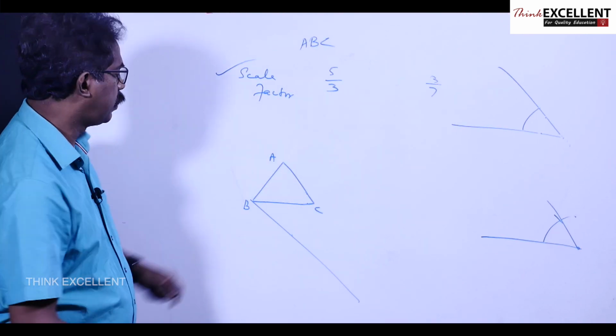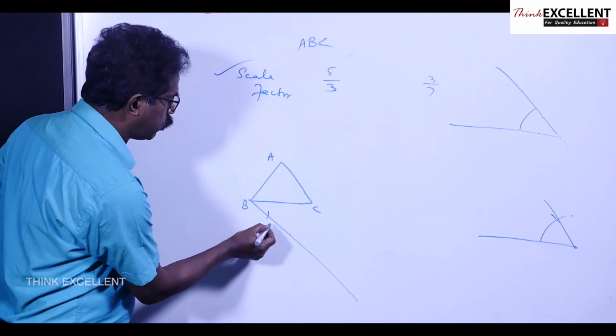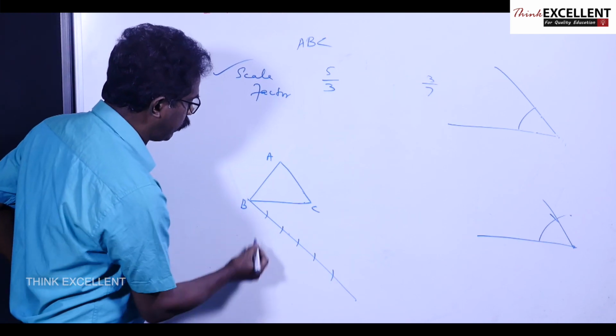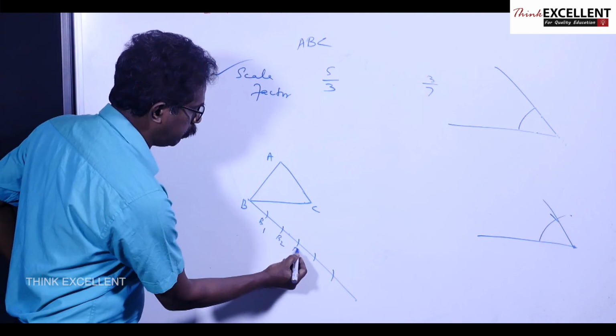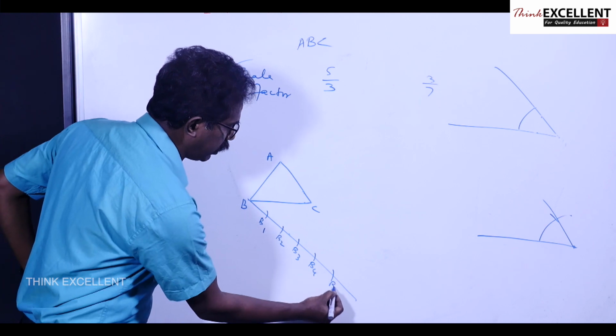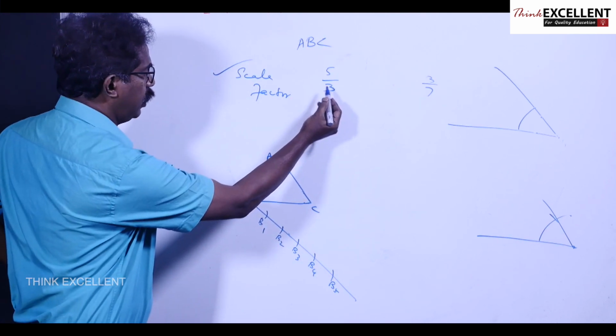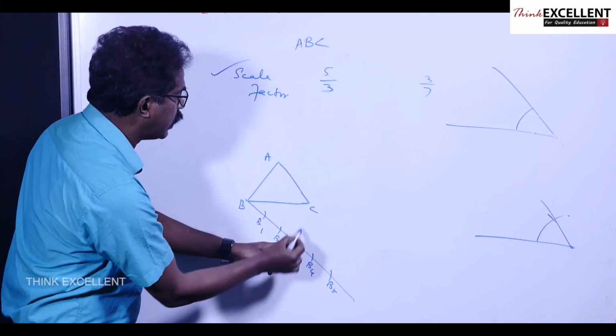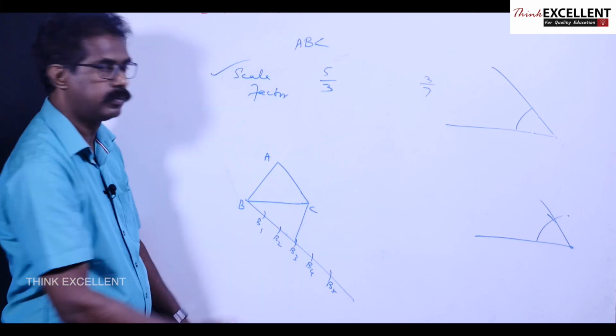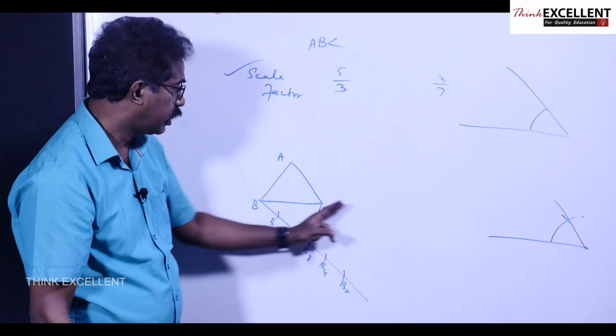Among these two, the greater number is 5. So keep the pointer here and mark 5 arcs: 1, 2, 3, 4, 5. So B1, B2, B3, B4, B5, right? Here 3, so B3 and C are joined.